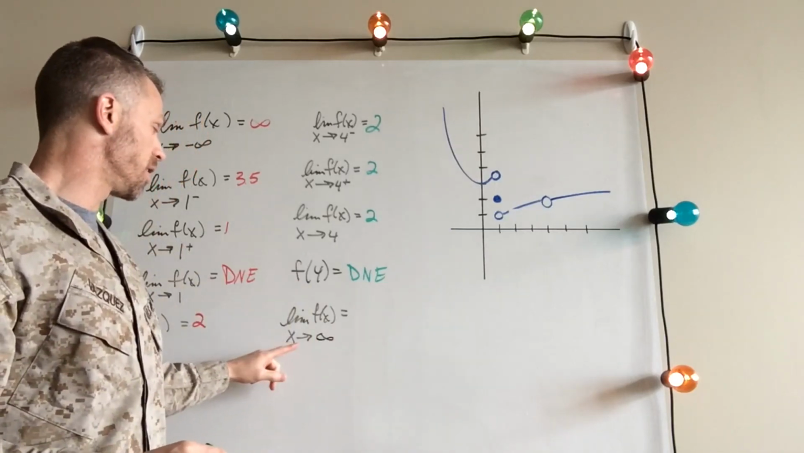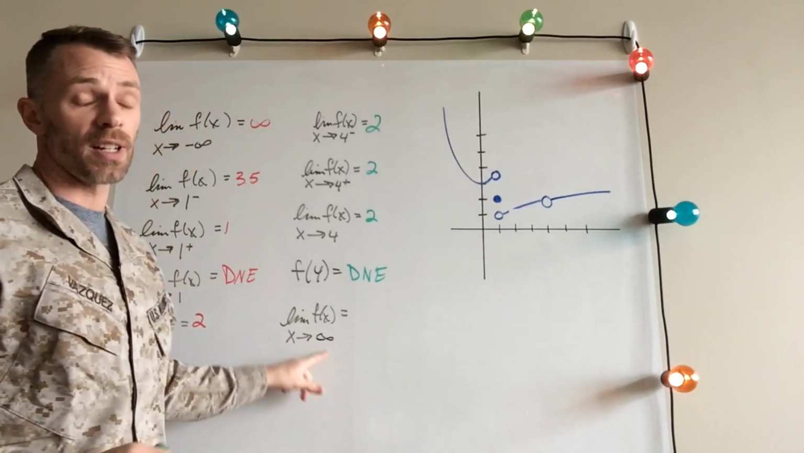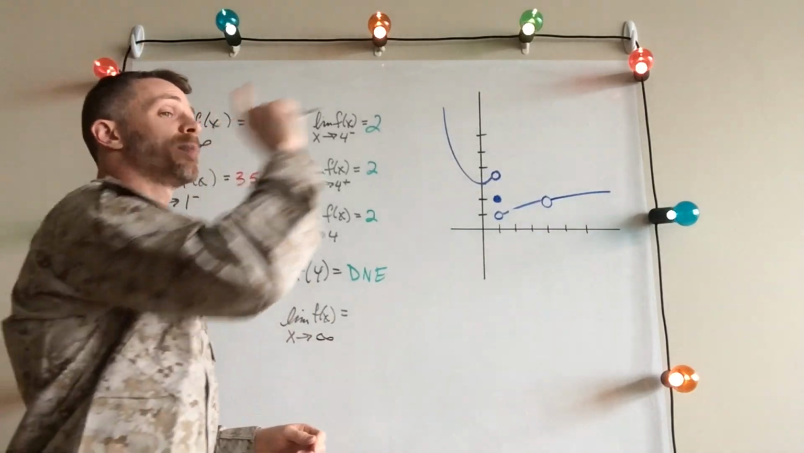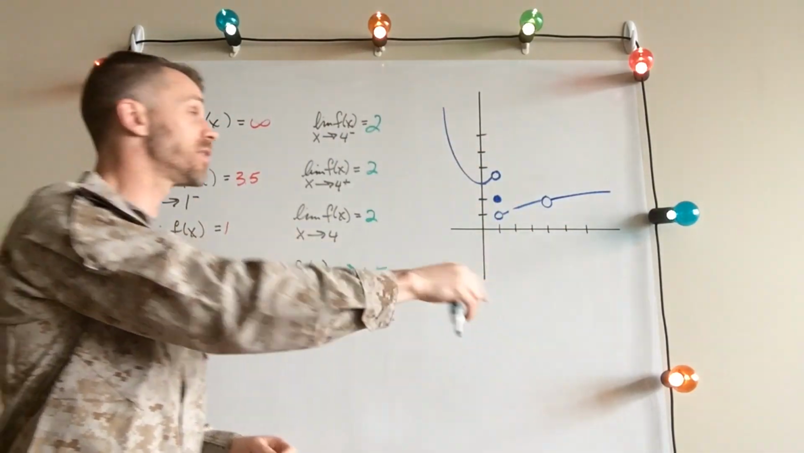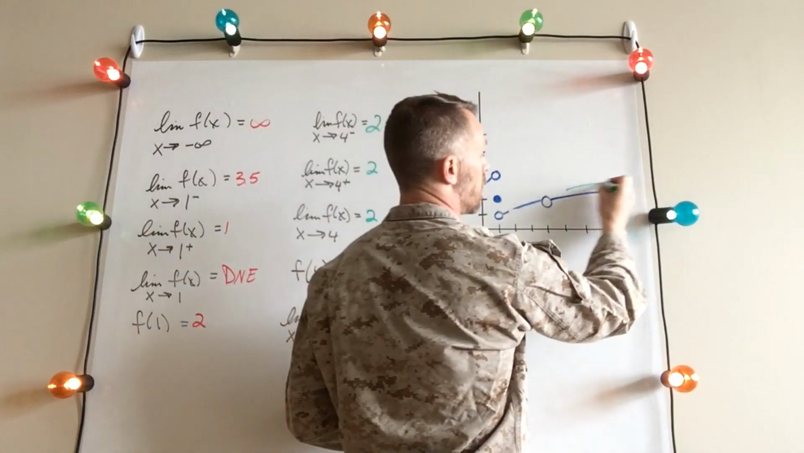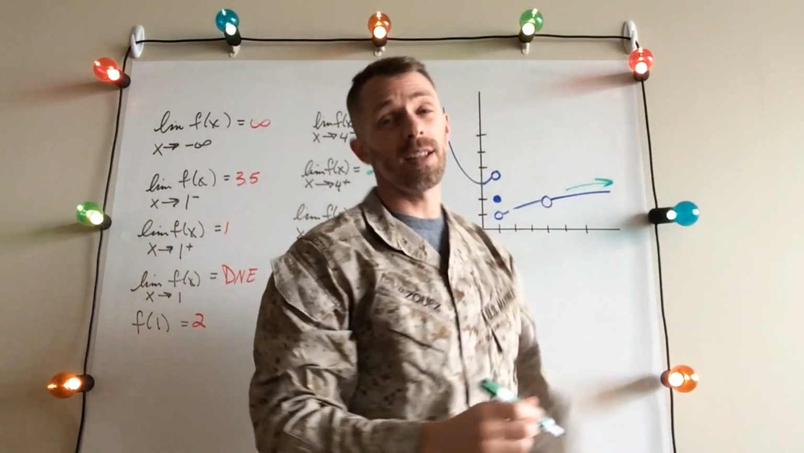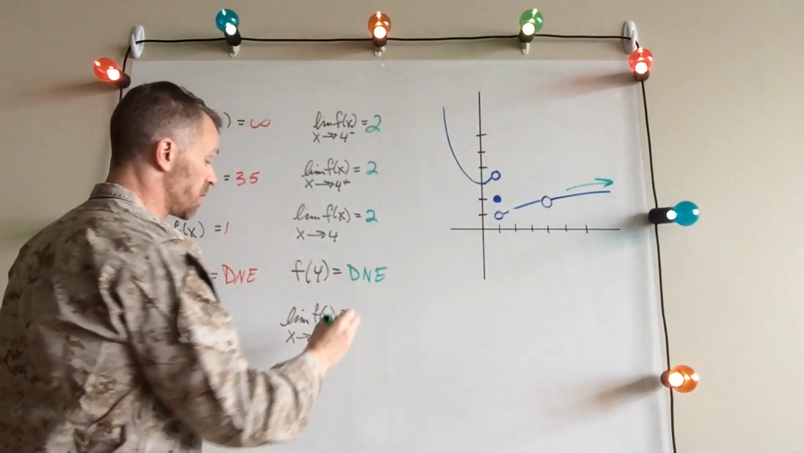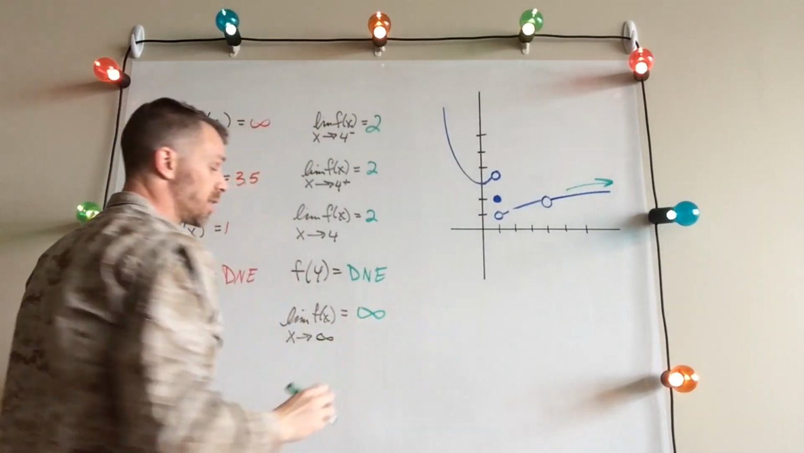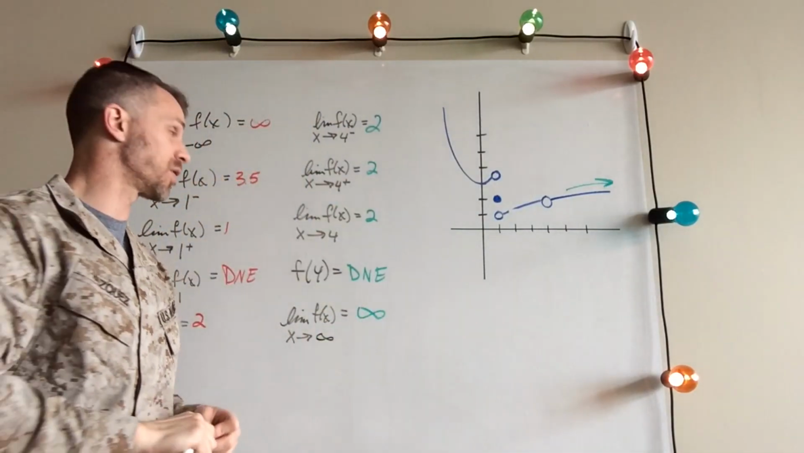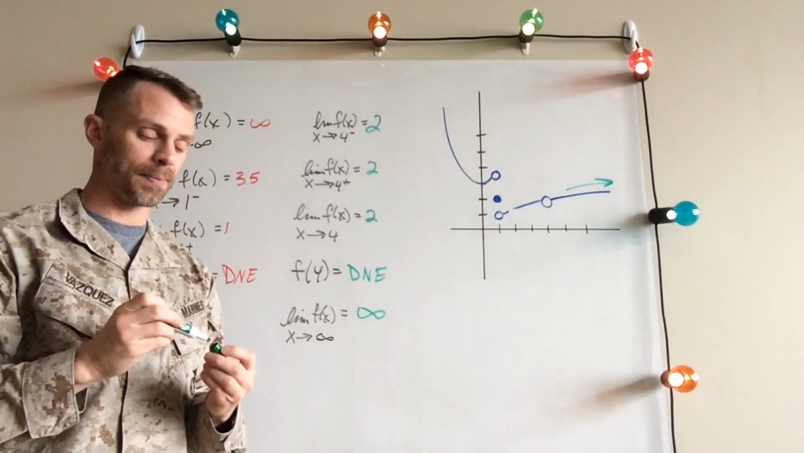And this last one here, the limit of the function as x goes to infinity. As x goes to infinity means we're talking about all the way over on the right side of the graph. As we go all the way along to the right side of the graph, that looks like it's going to creep up ever so slightly. So eventually it's going to get all the way up there so big that we could just call it infinity.